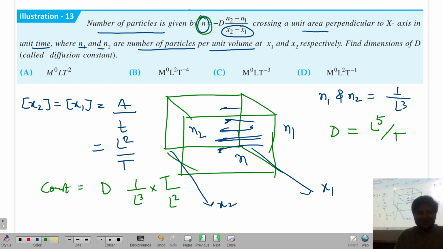It is not there. Crossing a unit area perpendicular to the x axis in unit time. That is correct. x2 minus x1, n2 minus n1.